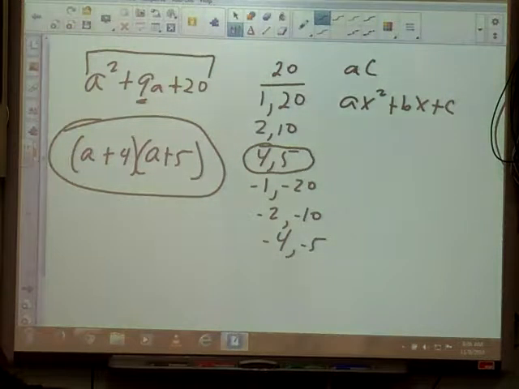How would we check that if we needed to? Foil them, multiply them, check them.